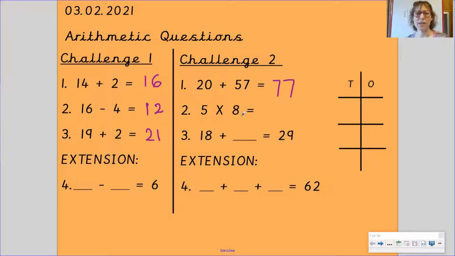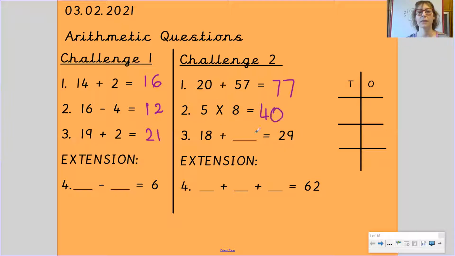Again, I can't do my 8 times table very well. I can't do 5 times 8, but I can do 8 times 5. So I'm going to do it that way instead. So 8 times 5, 5, 10, 15, 20, 25, 30, 35, 40. All that counting in 5s yesterday really helped me.